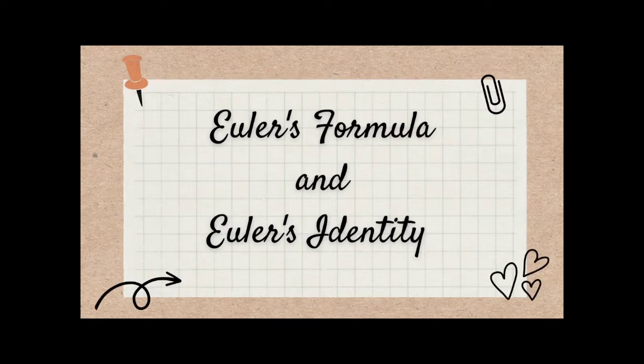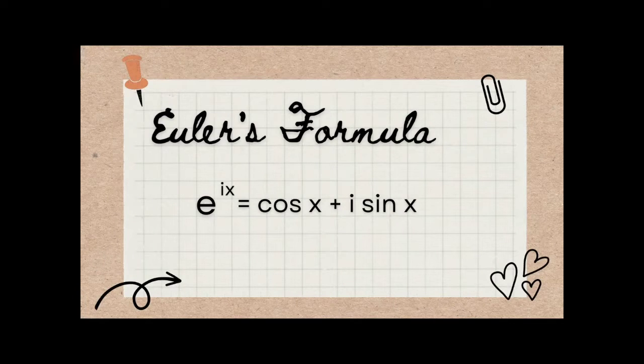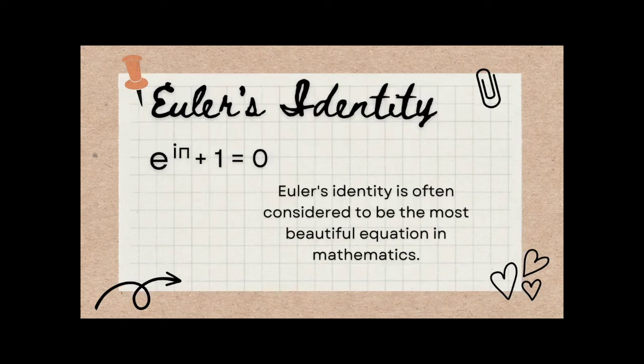Euler's formula and Euler's identity. Euler's formula is e to the ix is equal to cosine x plus i sin x. Euler's identity is e to the i pi plus 1 equals 0. Euler's identity is often considered to be the most beautiful equation in mathematics.